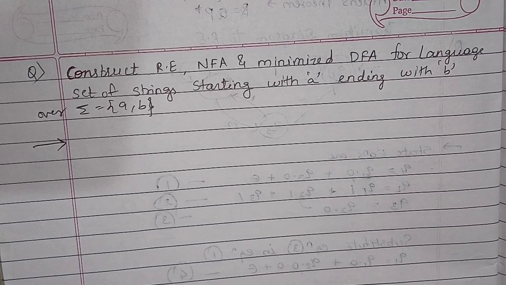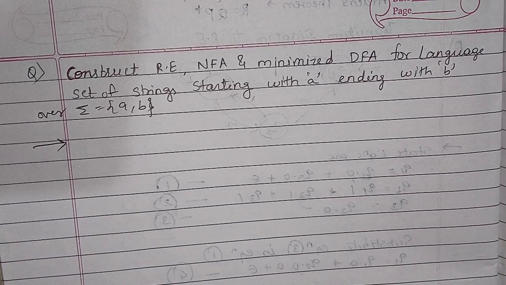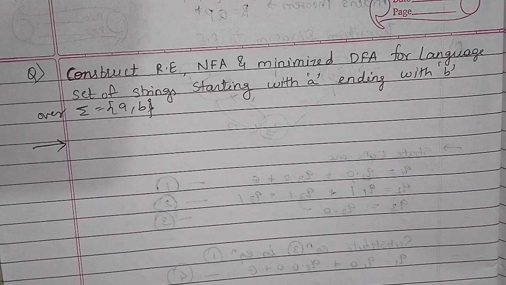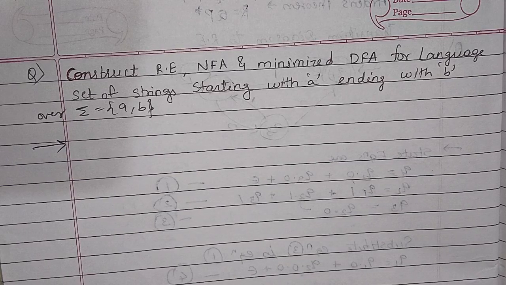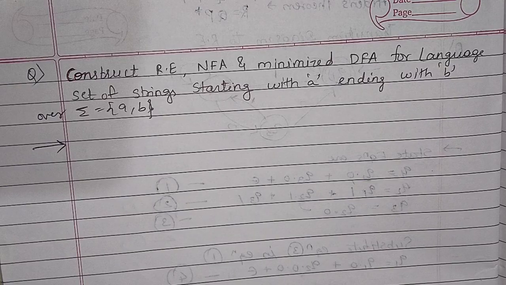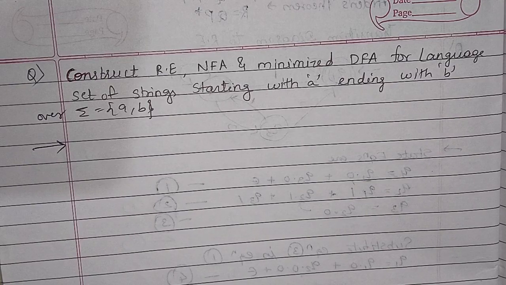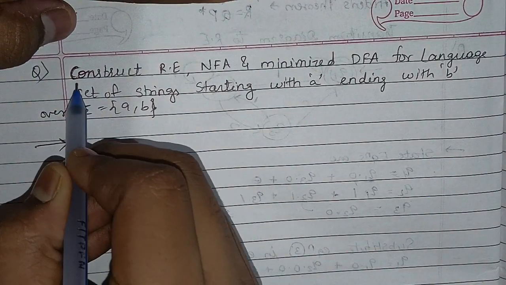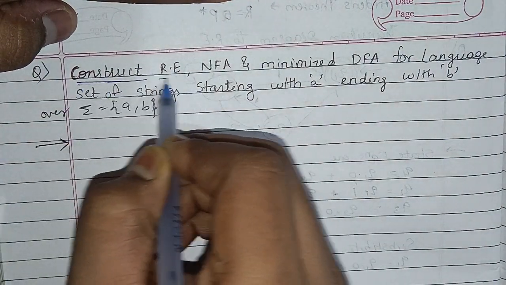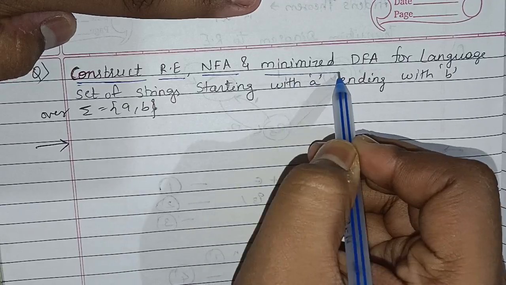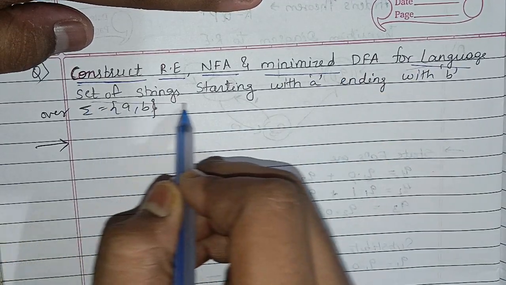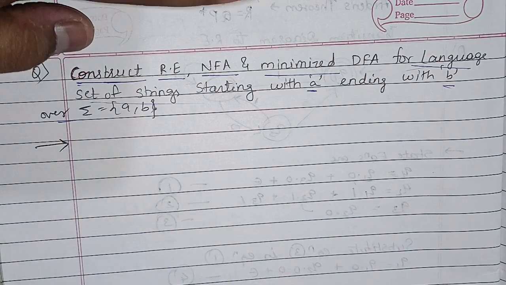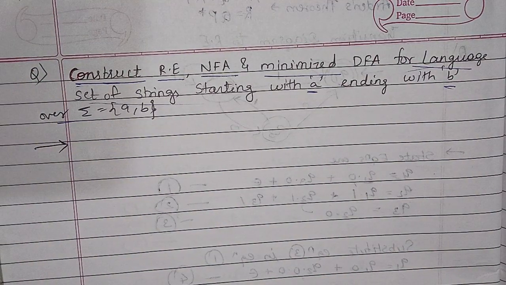Hello everyone. Today we are solving a question on automata theory, the concept of constructing the regular expression, then converting it to NFA, and then to minimized DFA. So what is the question given here? Construct regular expression, NFA, and minimized DFA for the language set of strings starting with A and ending with B over the input alphabet A, B.